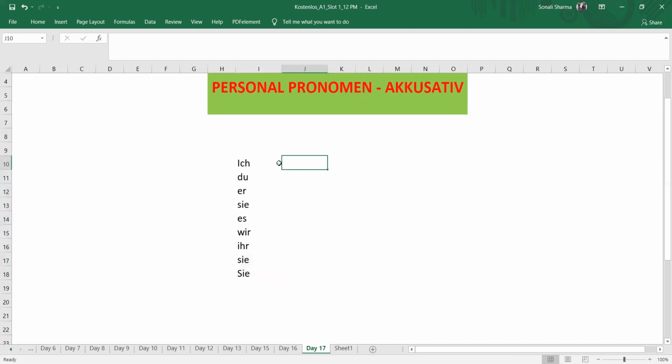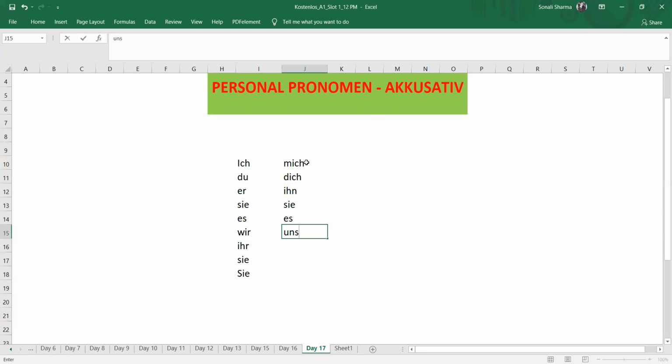Now let's look at the accusative ones. Now ich is changing into mich, and the meaning is somewhat like me. Next is du. In accusative, this is dich, which is you, again informal. In the er form, this is changing in accusative into ihn, which is him. Sie is changing into sie only, no change, and the meaning is her. Next is es, again there is no change, and the meaning is it.